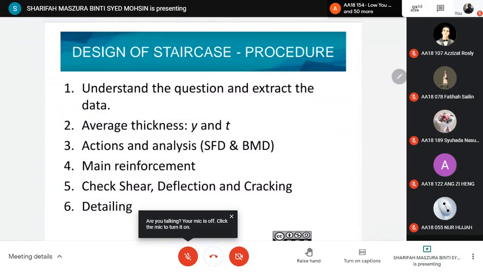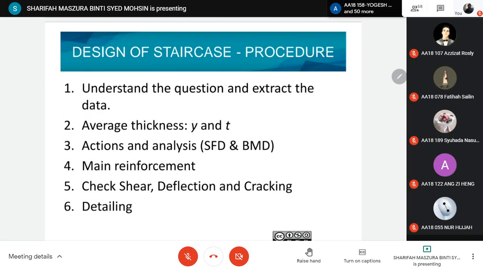So in terms of procedure of the design, first we have to determine the average thickness, Y and T, so that we can calculate the weight of the staircase, and then we calculate the loading on the staircase, and then we calculate the bending moment and shear force. Based on the bending moment value, we're going to design for the reinforcement. Based on the shear force value, we're going to check for the shear, and then we're going to do checking for the deflection and cracking.